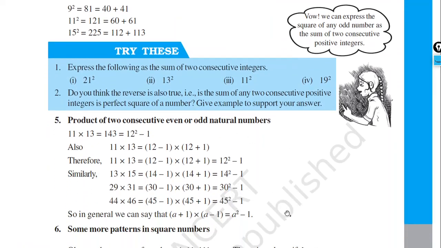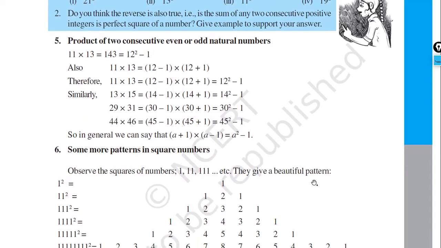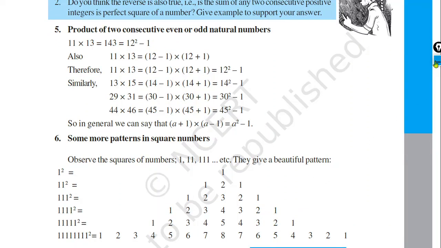Okay, there is another. Try this. Please try it at home. Now this is a nice one. Look at it. Product of two consecutive even or odd numbers. Consecutive even or consecutive odd numbers.